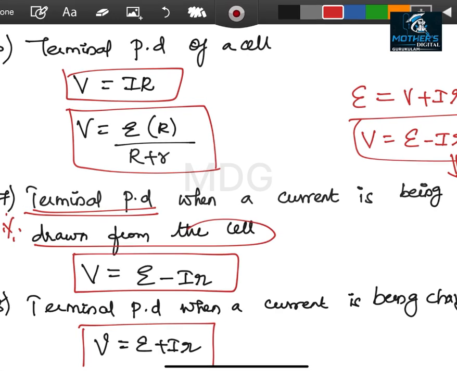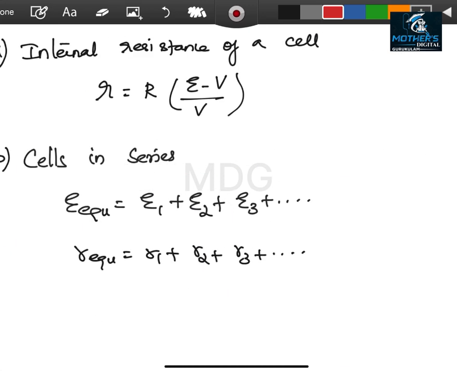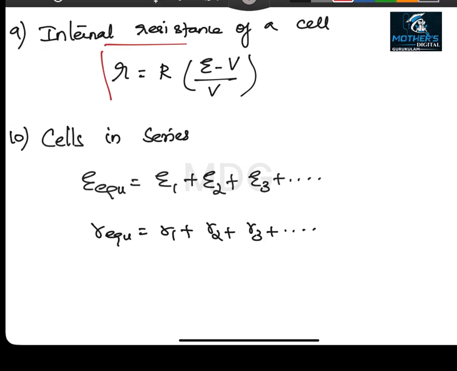Terminal potential when a current is being charged: when you're charging the cell, the formula used is V equal to epsilon plus Ir. So when you're drawing current, it is minus. When you're charging, it is plus. The next formula, internal resistance, small r equal to R into (epsilon minus V) divided by V. Whether it is internal resistance or external resistance, it should be measured in ohm.